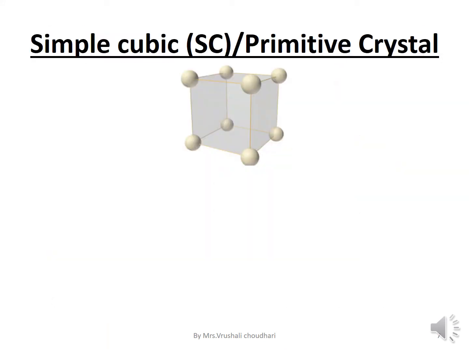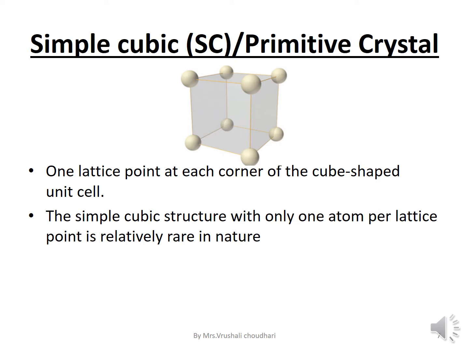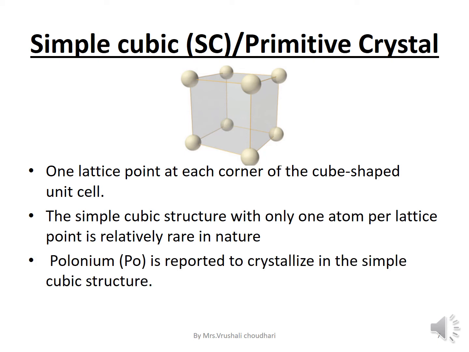First one, simple cubic structure. It is also called primitive crystals, with one lattice point at each corner of a cube-shaped unit cell. It has only one atom per lattice point, and it is relatively rare in nature. Generally it is not observed; only a few elements show the simple cubic structure, such as polonium. Salts like sodium chloride are reported to crystallize in the simple cubic structure.